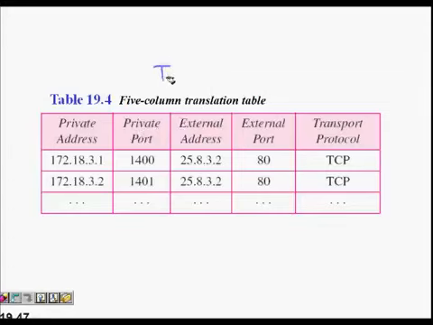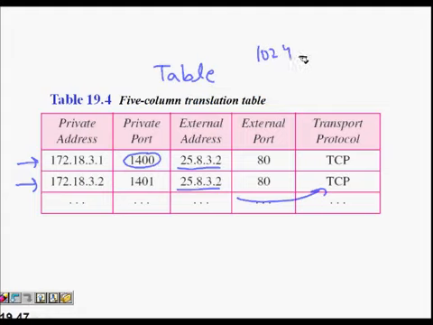So now the table is extended and it has 5 columns. One is the private address as before, 172.18.3.1 and 3.2. Let's say both have the external address 25.8.3.2, and the external port is this. They are talking to this using the TCP protocol. But what will happen is their client ports might be different, because you choose from numbers from 1024 to about 65,000, 2 to the power of 16, 65,535, something like that.